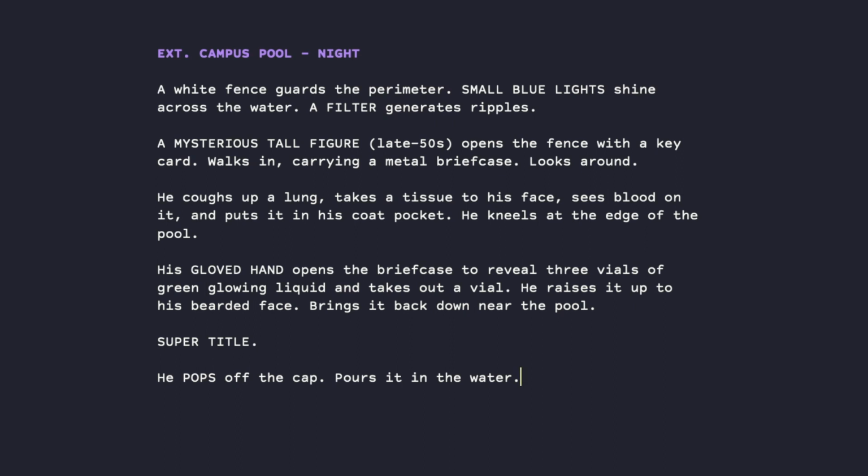Welcome to episode 7 of Revising the Script. Today we're going to look at the first scene of Campus Parasite by Anthony Hubin. We'll read through it, talk about what's working, what's not working, and then we'll revise it.